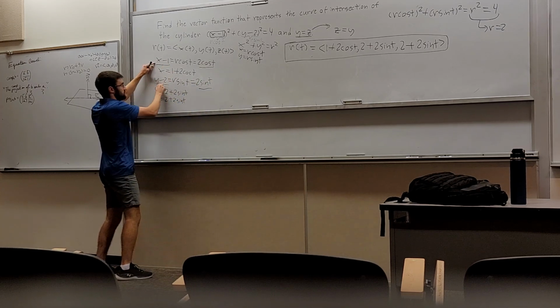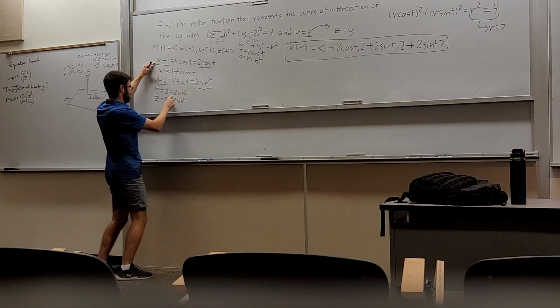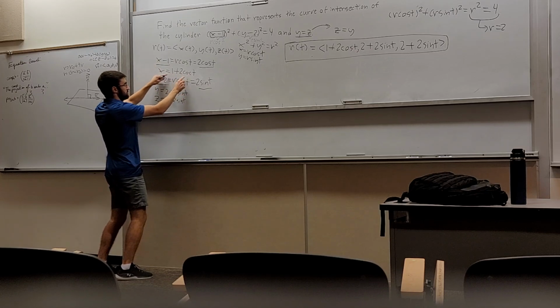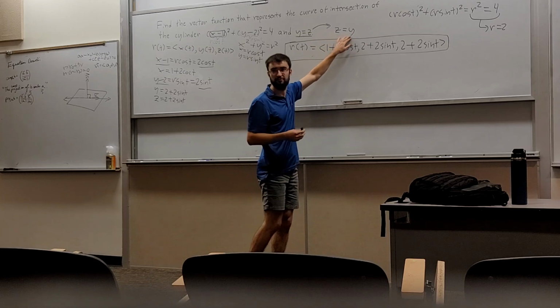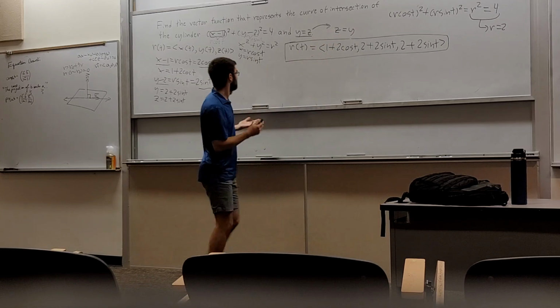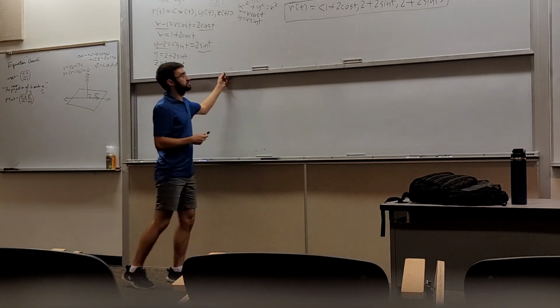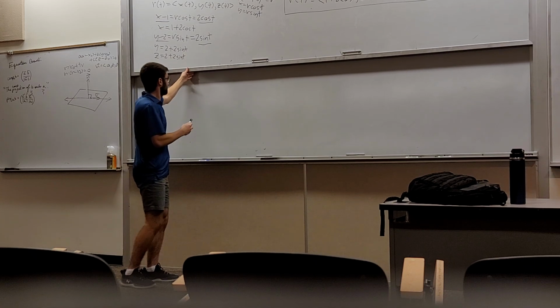And we just solve each of those equations for x and y, and we get x is equal to 1 plus 2 cosine t, y is 2 plus 2 sine t, and then z we get as a consequence of finding y, since it's equal to y. So now that we have all that, we'll just draw a picture of R3.